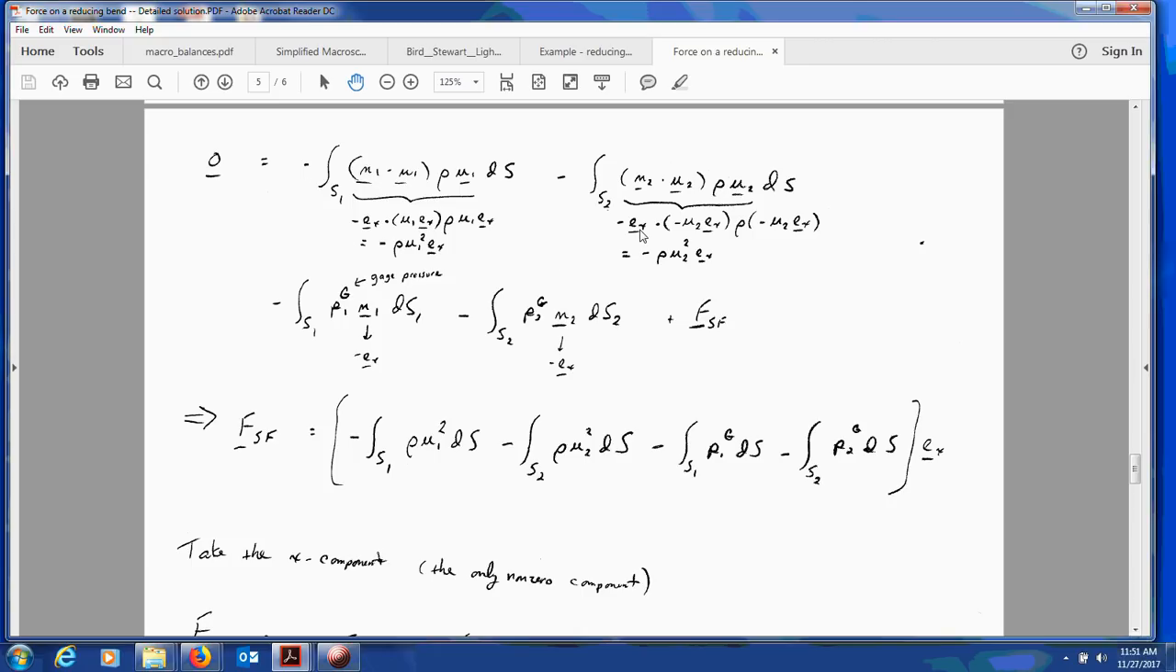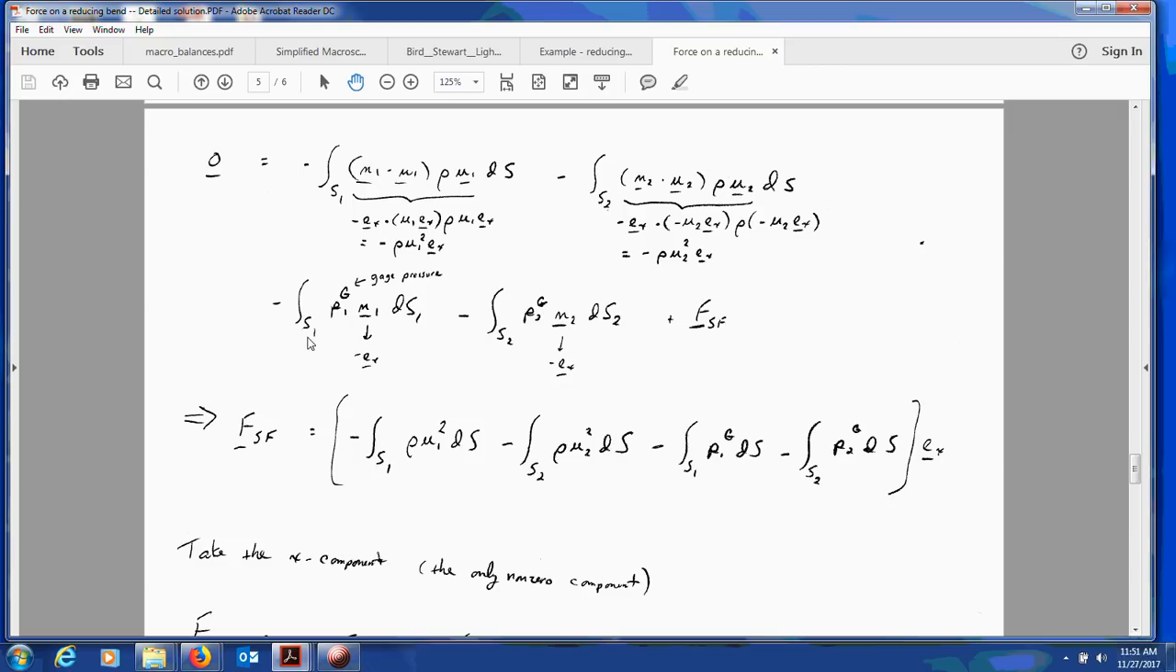Do the same thing for surface 2. Normal vector n2 is minus e_x. u2 vector is minus u2 scalar e_x because the flow is in the minus x direction at position 2. And then similarly for the second u2 term. So when we have a minus minus minus, we get one minus sign, rho u2 squared times e_x integrated over surface S2. Proceed similarly with the pressure terms, but we use gauge pressure.